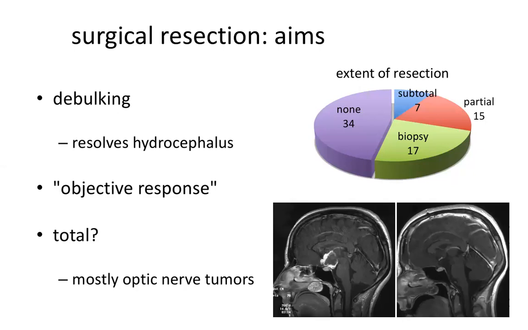Then we have the aim of surgery to do surgical resection. We can very often do debulking. It helps to resolve hydrocephalus, as said before, or it helps to obtain an objective response in the same manner as the chemo obtains reduction in tumor volume. In few cases, we can do a total resection, but this is very often a subtotal resection. Total resection is mostly possible in optic nerve tumors, more rarely in tumors of the third ventricle.